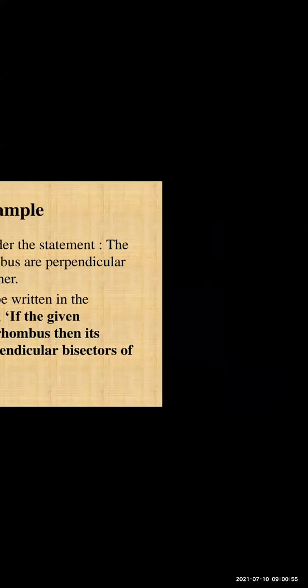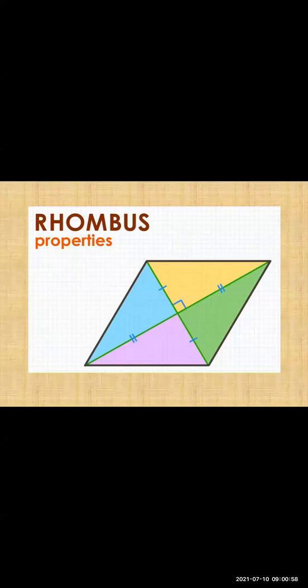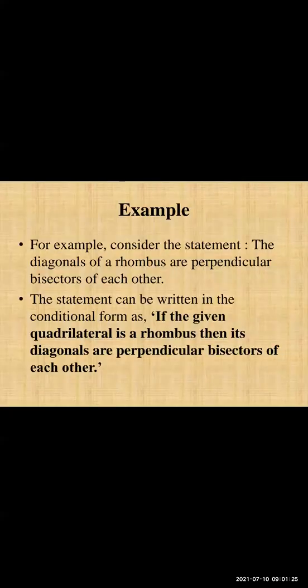If you want to see the example, you can see here also. Rhombus property: the diagonals cut each other at perpendicular bisector. It means they form an angle of 90 degrees between them, and each diagonal bisects the other, which means it divides the segment into two equal parts. So this is a simple statement: the diagonals of a rhombus are perpendicular bisectors of each other.